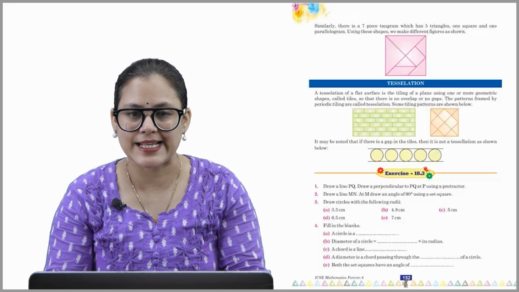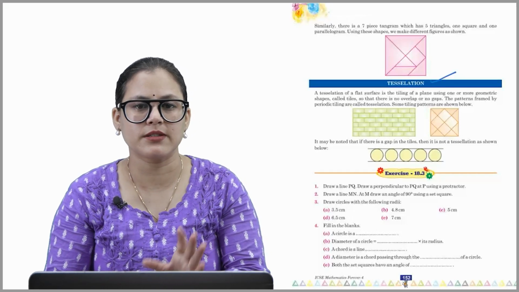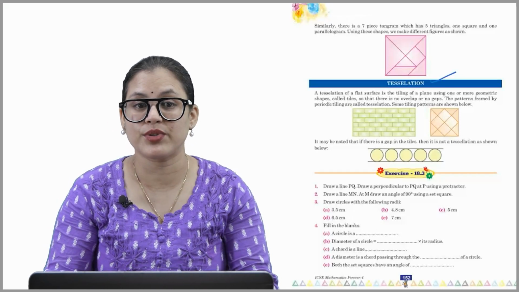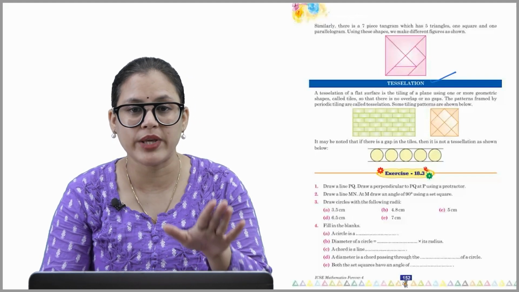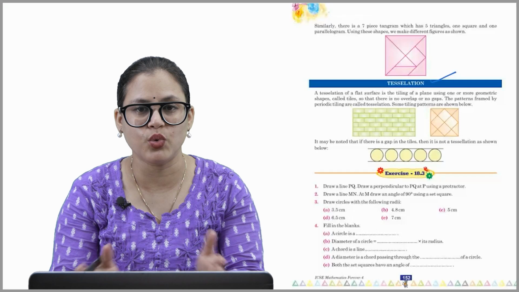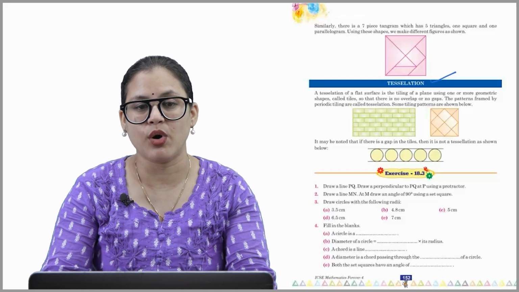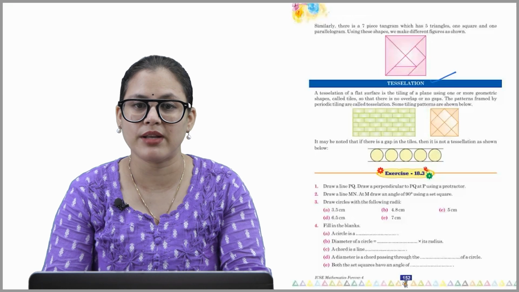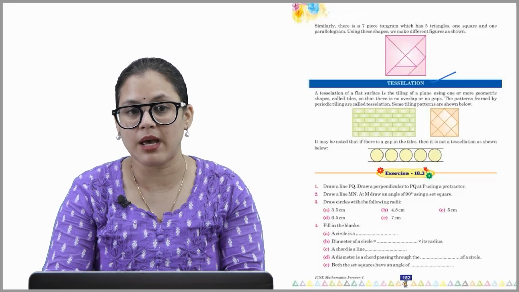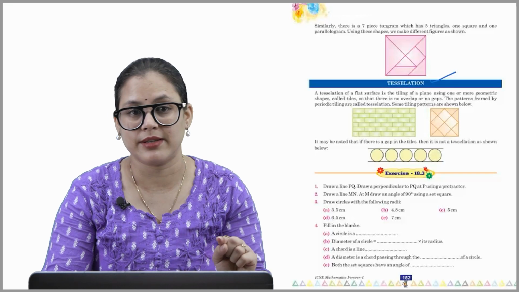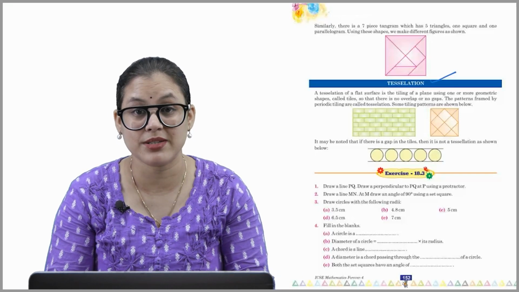Okay, next is tessellation. Tessellation of a flat surface is the tiling of a plane using one or more geometric shapes called tiles, so that there is no overlap and no gaps. As you can see in this picture, there is no gap, there is no overlap. The patterns framed by periodic tiling are called tessellation. Some tiling patterns are given below. It may be noted that if there is a gap in the tiles, then it is not a tessellation, as below. You can see a gap here, so this is not a tessellation.